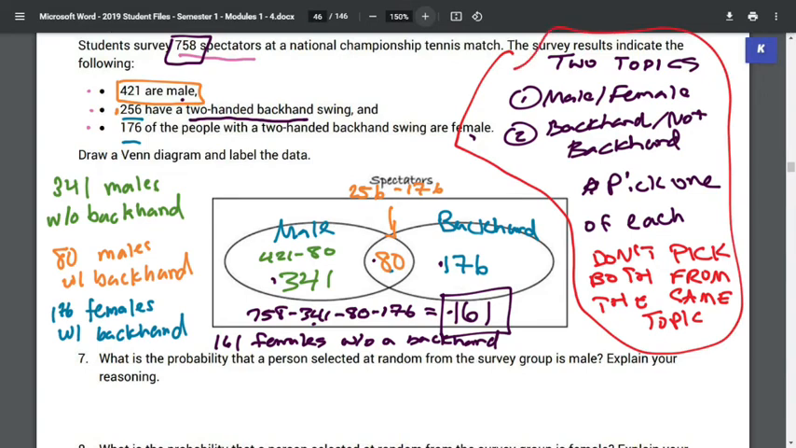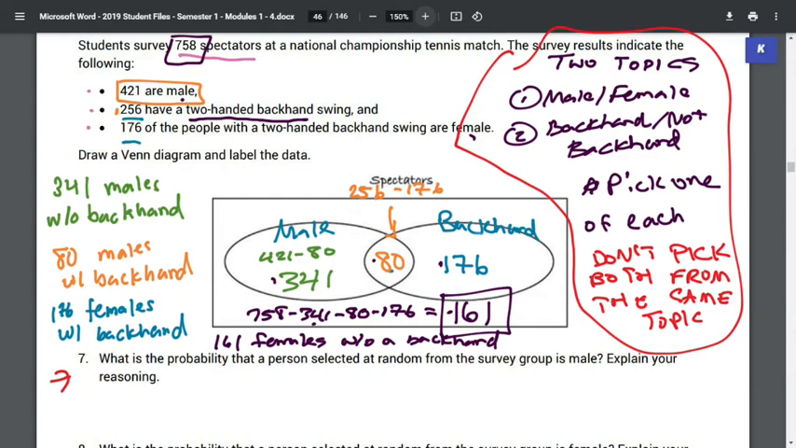If you can't get that right, if you do male and female here, it's going to mess it up. If you do backhand and not backhand here, it's going to mess it up. So we have to be careful, figure out what's the two topics going on, pick one of each, plug it in here, and then be careful with our numbers. After this, answering these questions is super easy because you just did that in the previous section. But getting it set up is the most important part, and that's why I wanted to have a separate video and focus in on that.